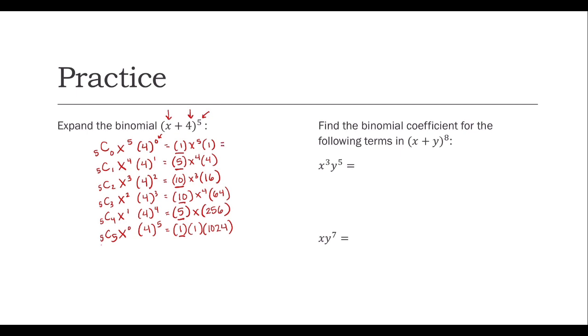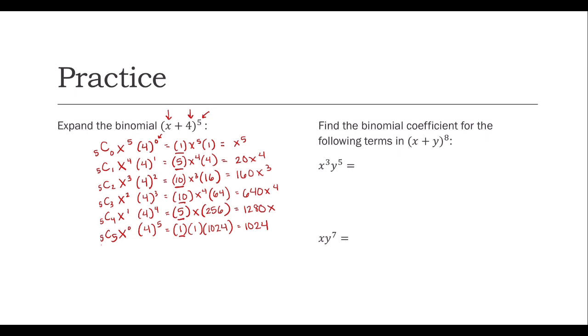So now we can simplify this some more. 1 times 1 is 1, so we just have x to the 5th. 5 times 4 is 20, so 20x to the 4th. 16 times 10 is 160, 160x cubed. 64 times 10 is 640. And then we have x squared. 5 times 256 is 1,280. And then we have x. Then 1 times 1,024 is just going to be 1,024.